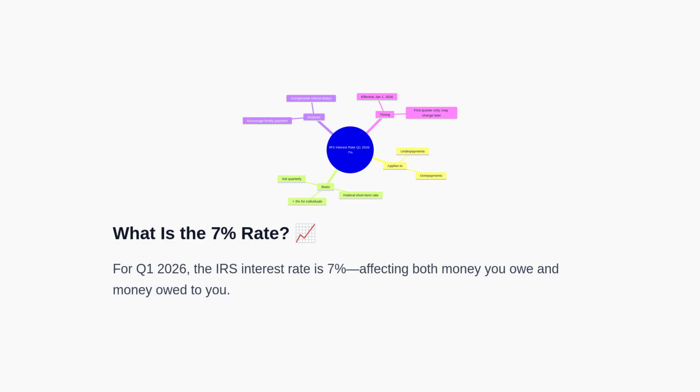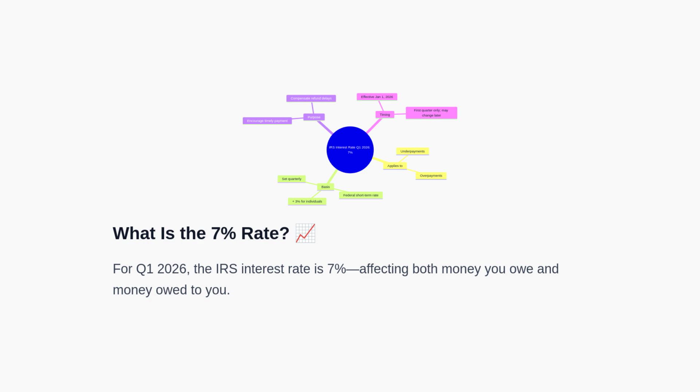With that squared away, let's define what the 7% rate actually is and where it comes from. For the first quarter of 2026, beginning January 1st, the IRS interest rate is 7%. This single figure applies to both underpayments you owe and overpayments or refunds the IRS owes you. The rate is set quarterly based on the federal short-term rate plus 3% for individuals. It serves two purposes: to motivate timely payments and to compensate taxpayers for delayed refunds.